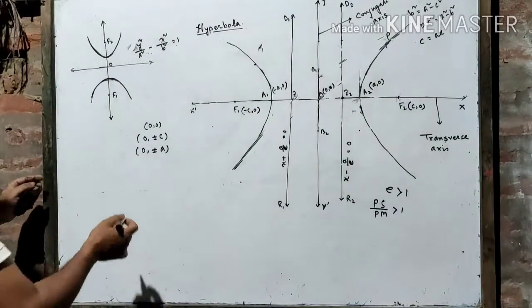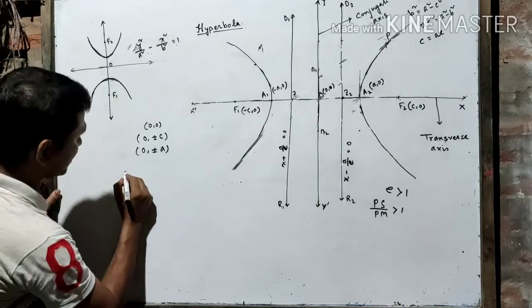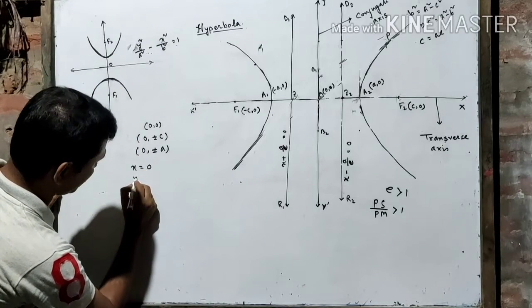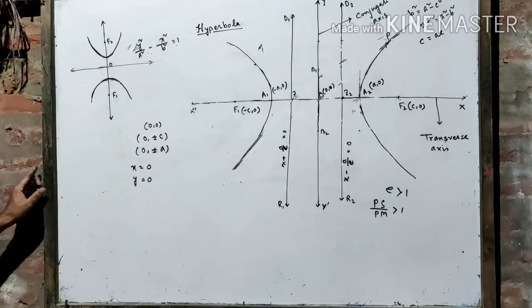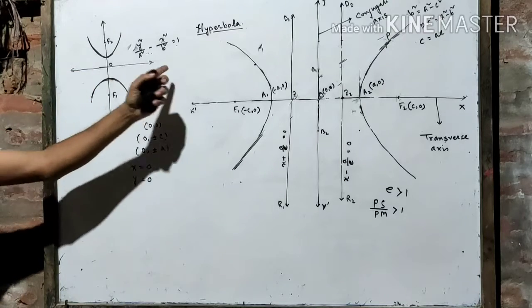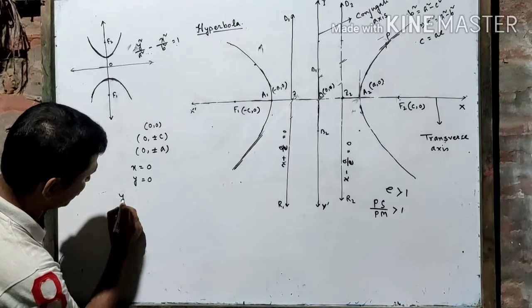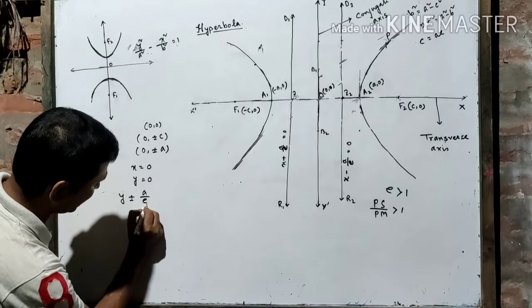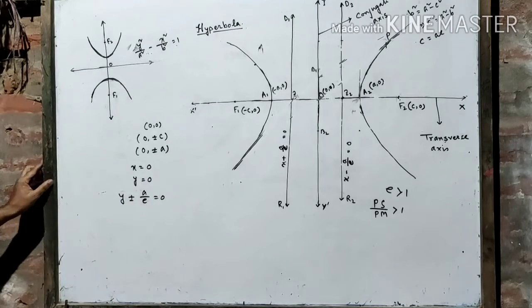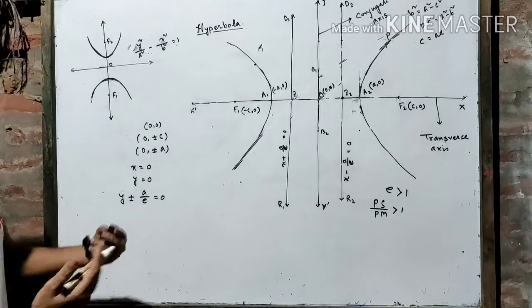Okay. And the equations. Equation of transverse axis will be x equal to 0. Equation of conjugate axis will be y equal to 0. Here y axis is the transverse axis, x axis is the conjugate axis. And then equation of the directrices will be y plus minus a by e is equal to 0. So rest all are same.